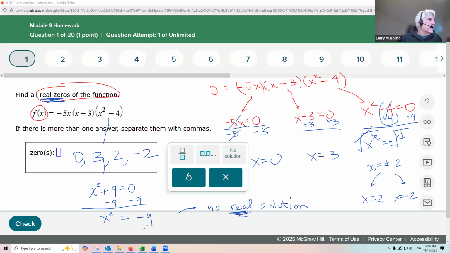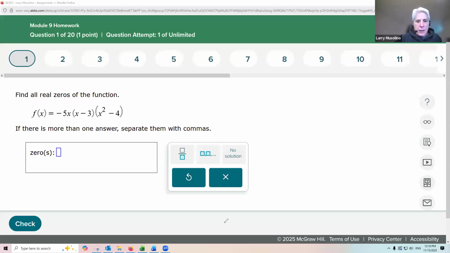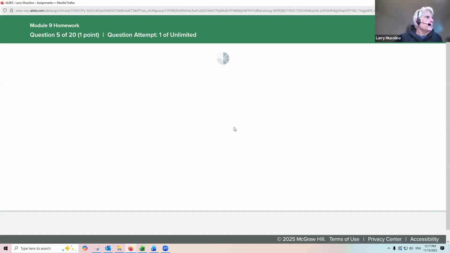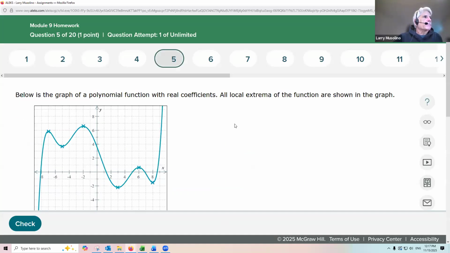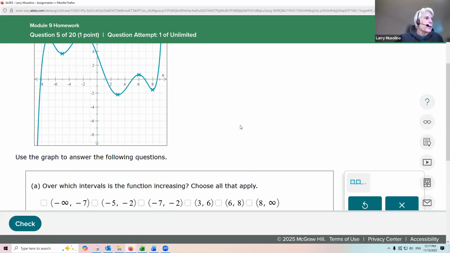All right, let's look at another example. How about if we look at number, I'm going to try to do examples that are different from one another. So let me jump to number 5 here. I think it was different. All right. So this is going to ask you to look at a graph and answer a bunch of questions. All right, let's go to the first question.